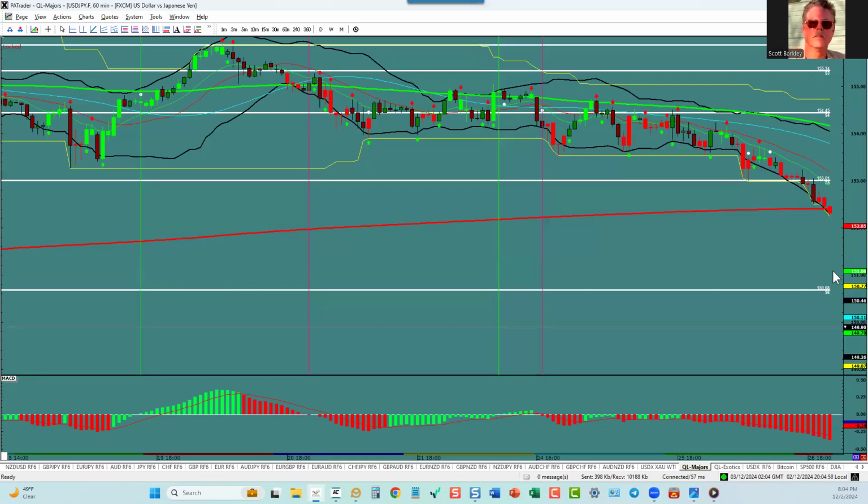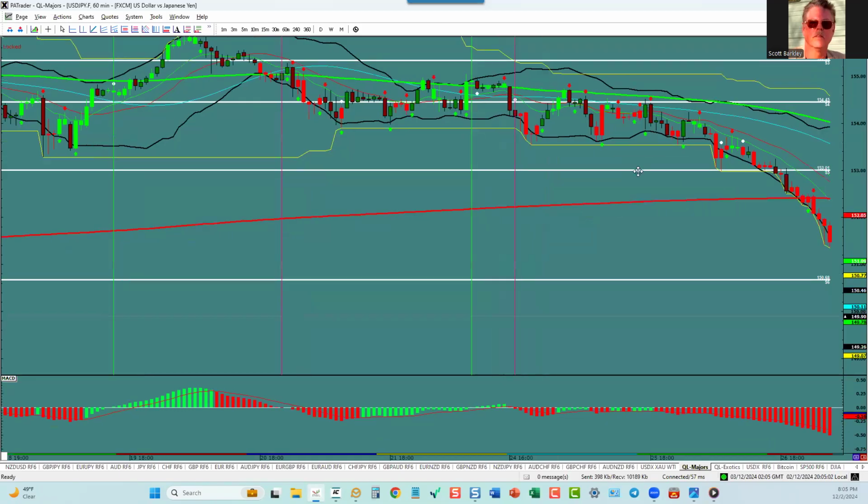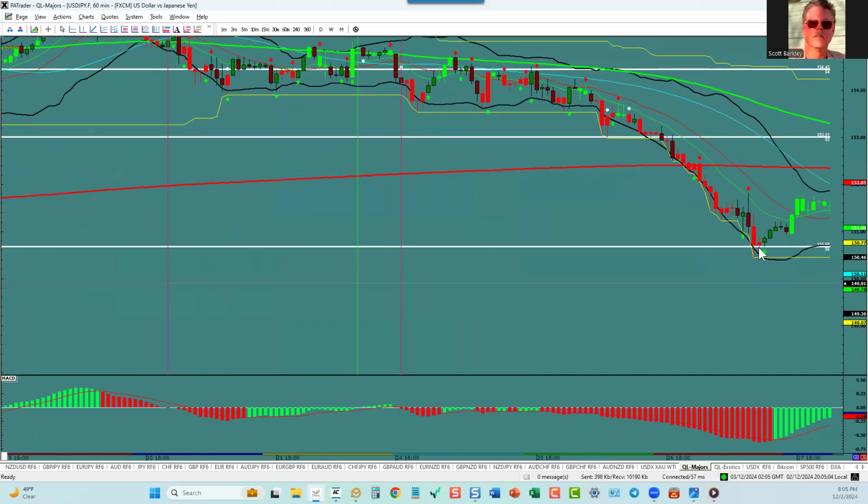UJ, yesterday's daily candle is a doji. Oh, interesting. I wonder if they knew the line. What do you think? He's so stinking lucky. It went right down to the target and stopped dead right there.